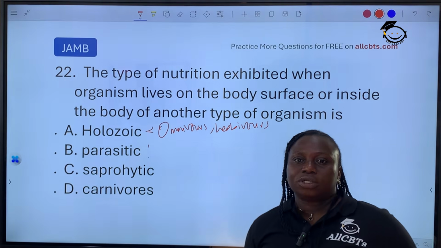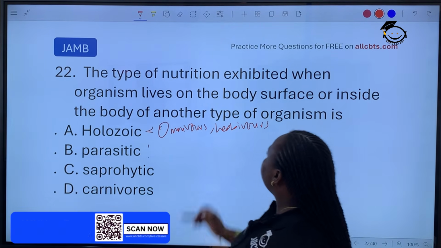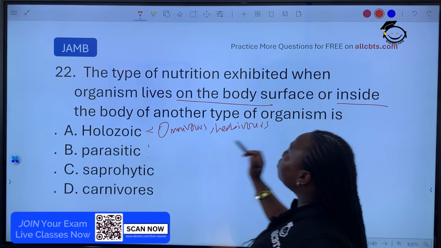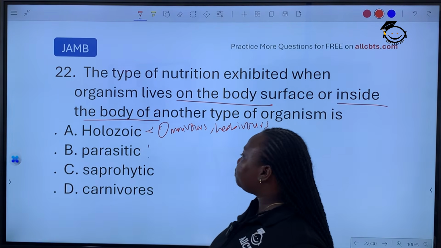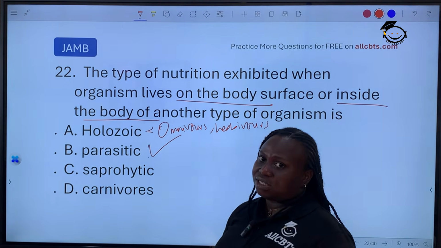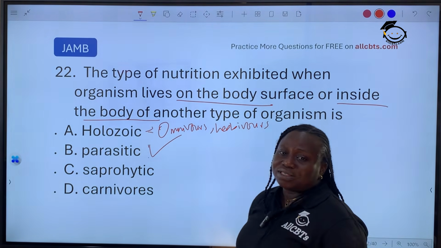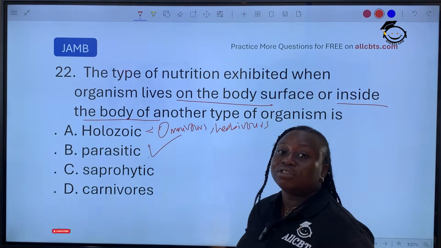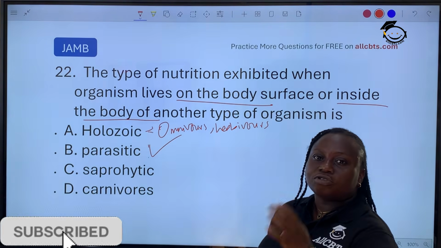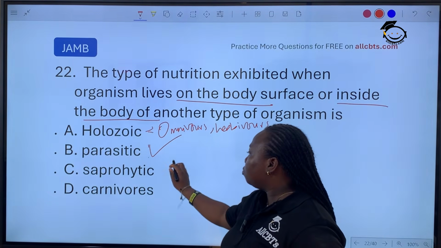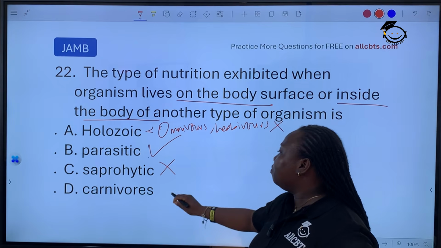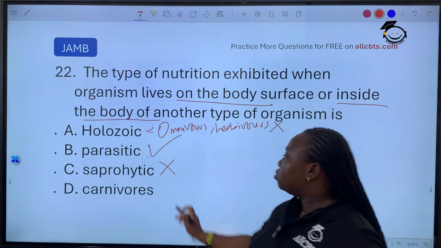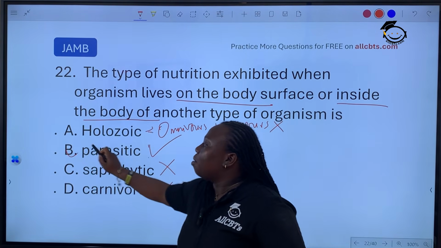Parasitic, yes, we have endoparasites and ectoparasites. Ectoparasites live on the body of the organism, while endoparasites are inside the body of the organism. So one answer can be parasitic. Saprophytes live on dead and decomposing matter, so it is not even a living organism. So it cannot be our answer. Carnivores don't live inside; instead, they kill their prey. So our answer is option B, parasitic.